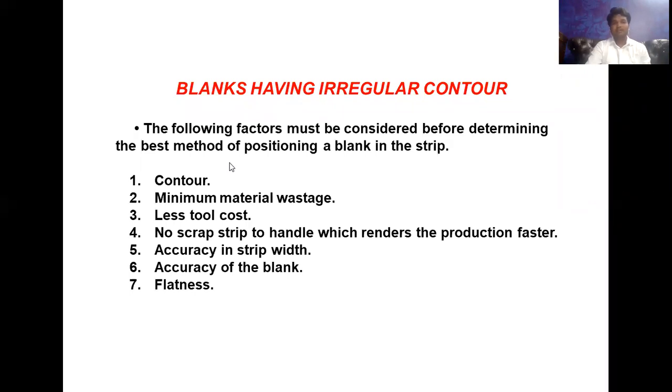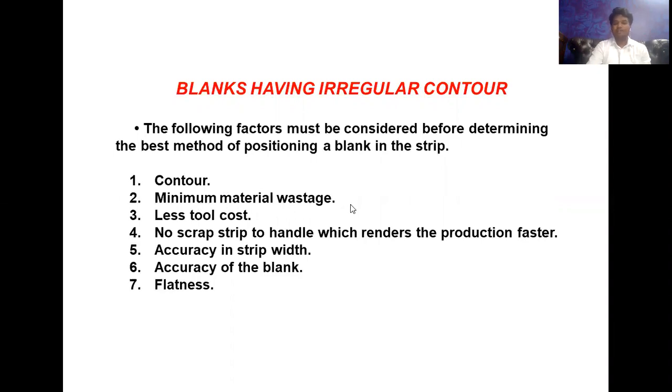Blanks have irregular contours, so different blanks have different contours. We'll see the following factors that must be considered before determining the best method of positioning a blank in the strip. The position of the blank in a strip is determined using different methods. The best method is to see the contour. What is the contour of the blank?